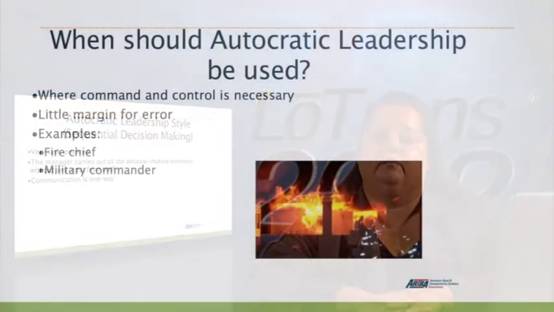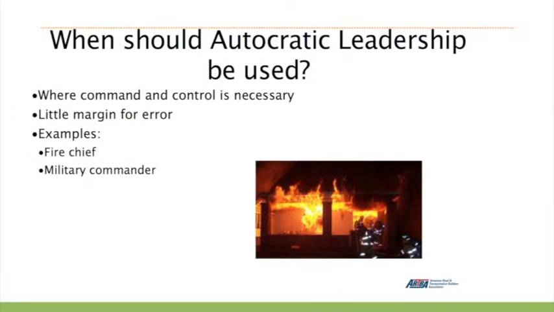Autocratic leaders communicate to their staff members in a one-way method. Two-way communication is a rarity with an autocratic leader. You may think that autocratic leadership should never be used, but there are some very good situations where autocratic leadership is crucial to getting the work accomplished.